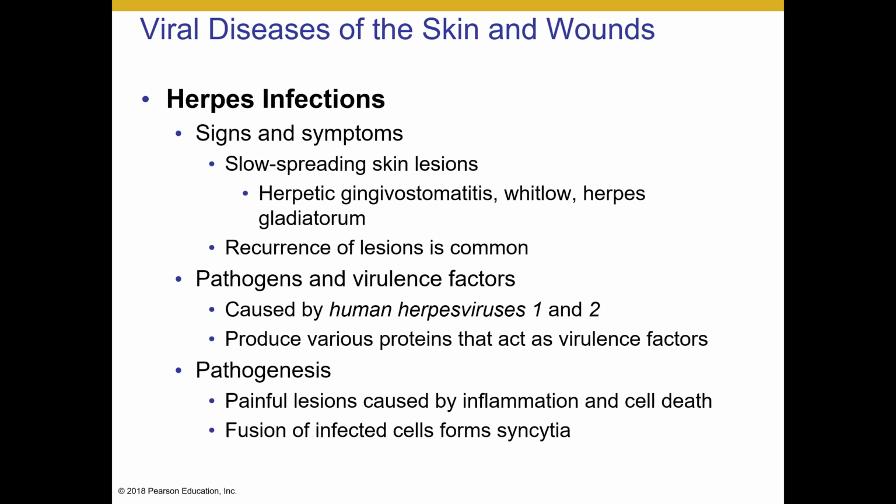Herpes infections are caused by human herpes viruses, mainly herpes simplex virus type 1 and type 2. These viruses cause slow-spreading skin lesions that often appear as clusters of small, painful blisters. HSV-1 typically causes oral herpes, sometimes called cold sores. HSV-2 is more commonly associated with genital herpes, although both types can infect either location.